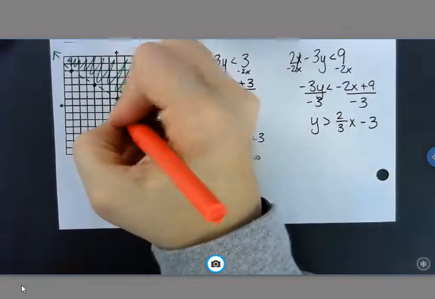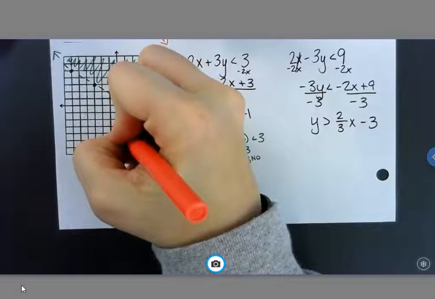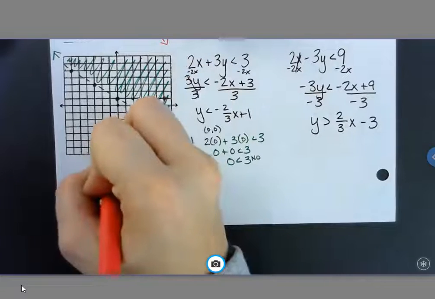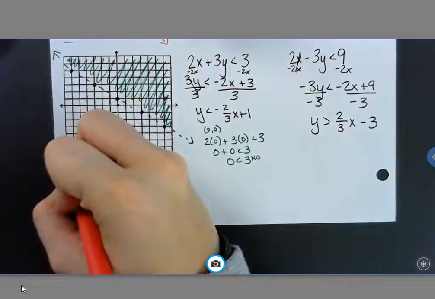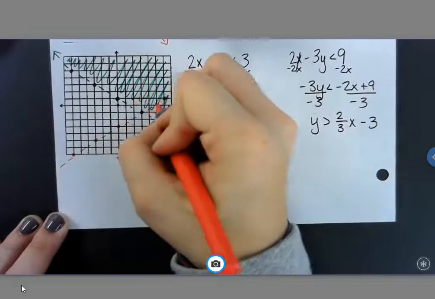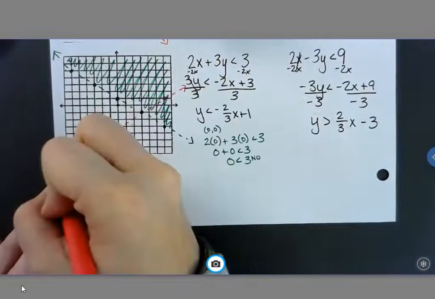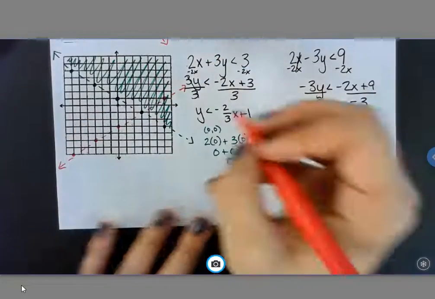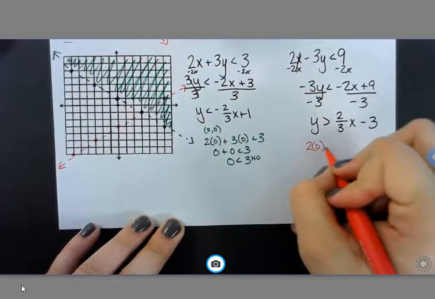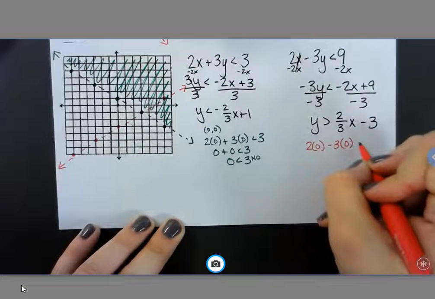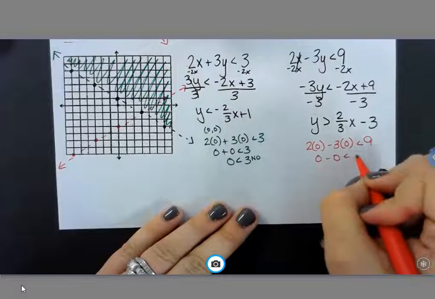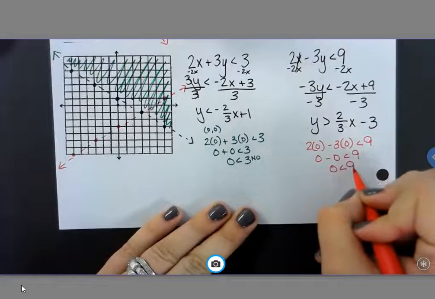So then I just have to graph the other one. 1, 2, 3, down to -3, up 2 over 3. It is a dashed line again. Remember, if it's less than or equal to or greater than or equal to, it should be a solid line. I'm going to go ahead and check the point 0, 0. Guys, notice I'm putting it back into the original. I just do that to make sure I didn't do any math wrong.